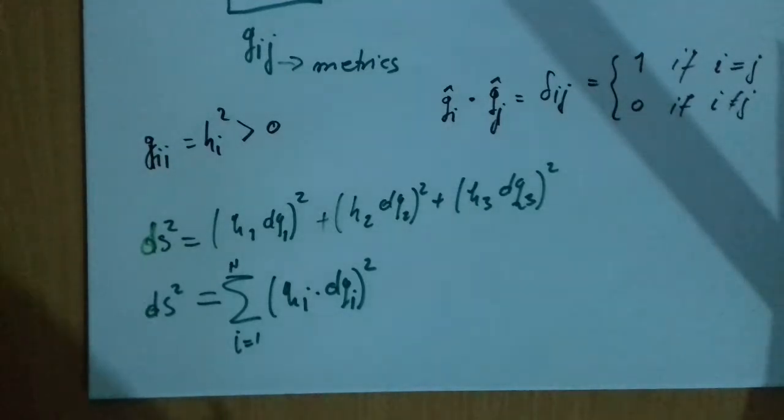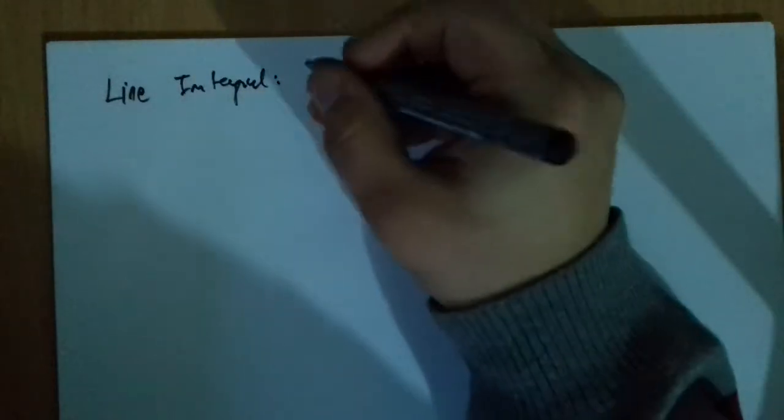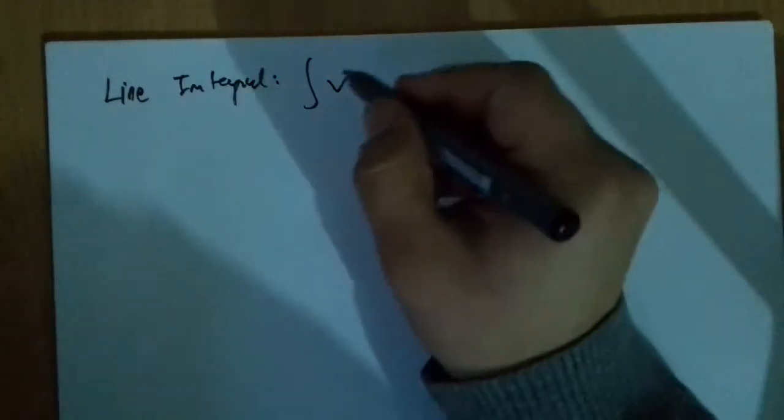So now we have to write the line integral. So we have to write the line integral, which is any vector v times dr.